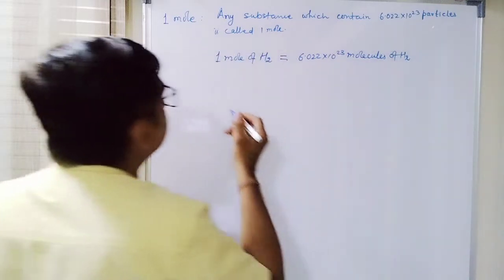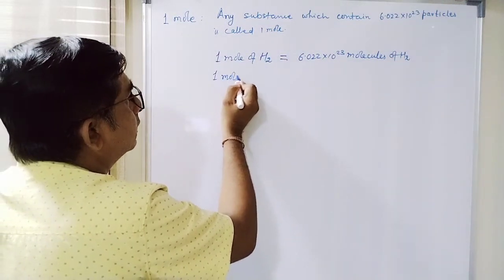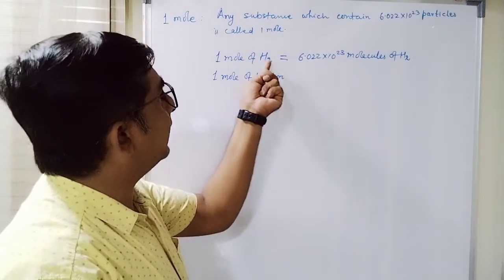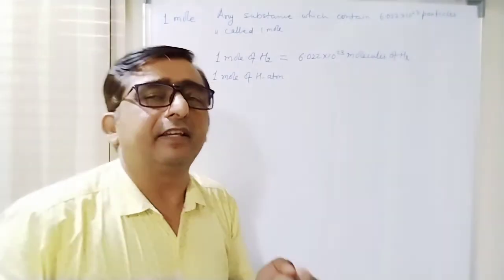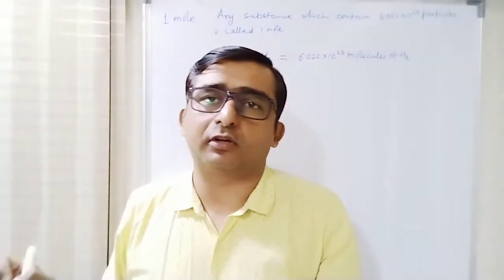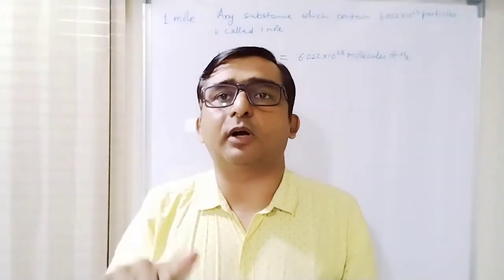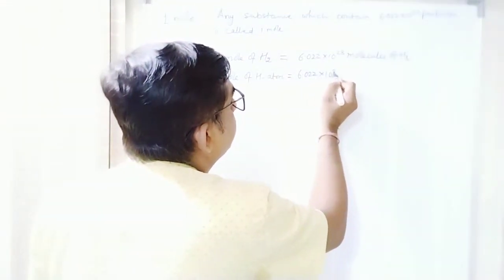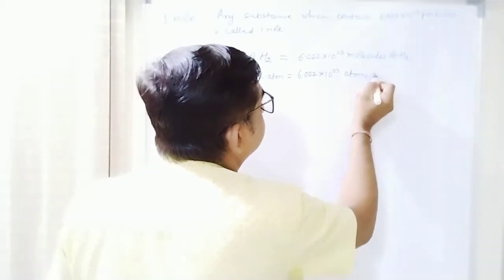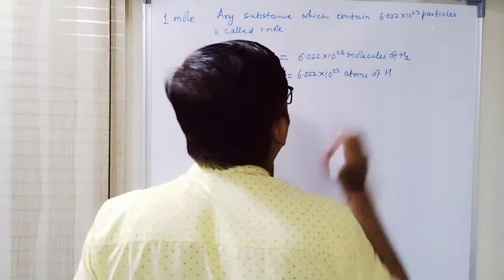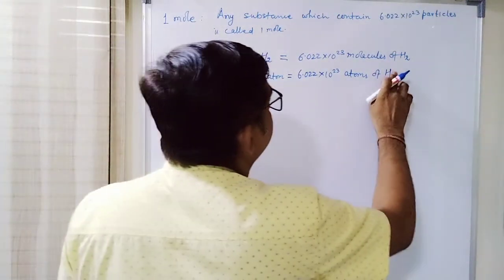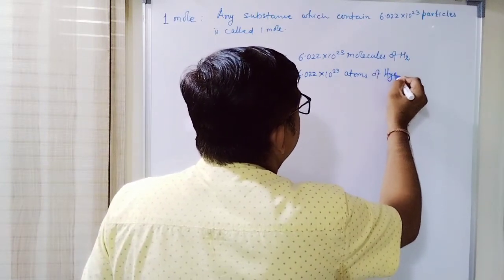If I talk about 1 mole of hydrogen atom, okay, sometimes they may not say H2 like that, they will say hydrogen gas. Gaseous hydrogen is made up of H2 molecules only. So 1 mole of hydrogen gas is nothing but 1 mole of hydrogen molecule. 1 mole of hydrogen atom means 6.022 into 10 raised to 23 atoms of hydrogen. Atoms of hydrogen, I am just writing so that you will not get confused.